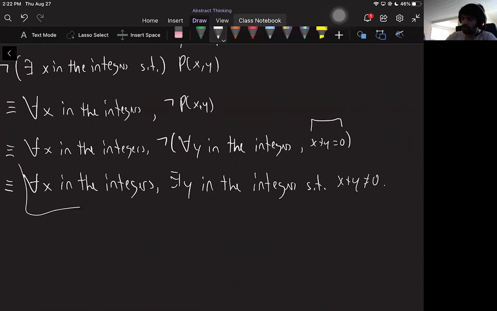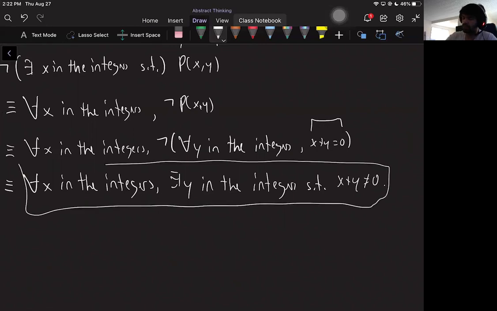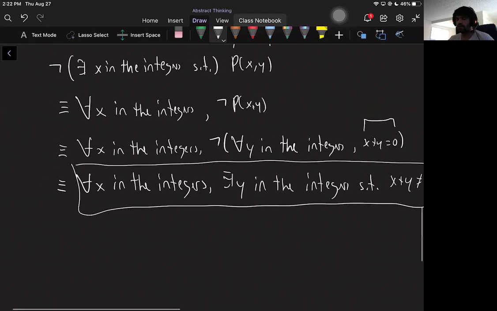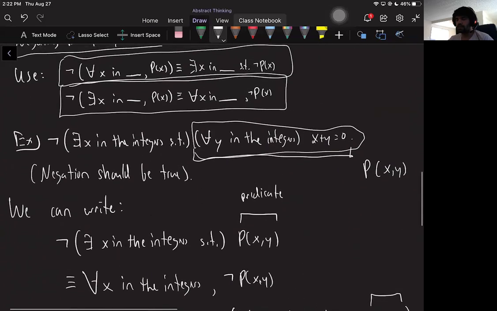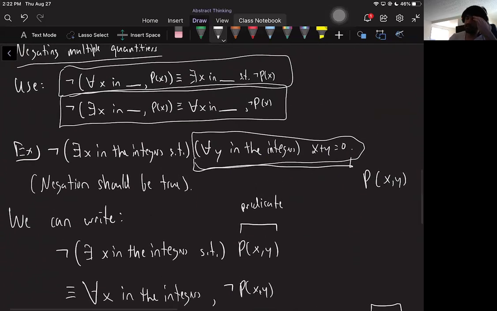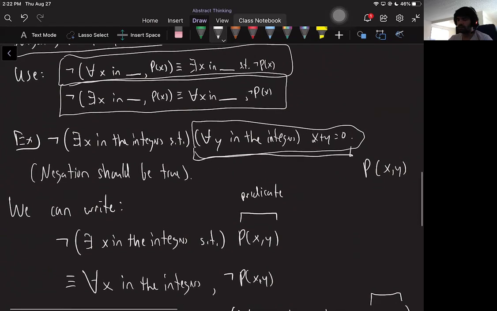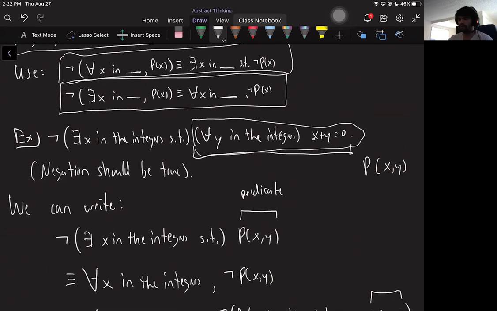So let's just read it back to ourselves to think about how it's the same. Originally, the statement was that there does exist an integer such that for any other integer you pick, x plus y equals 0. So the negation should be that it is not the case that there is an integer such that no matter what integer you pick, when you add them up, you get 0.